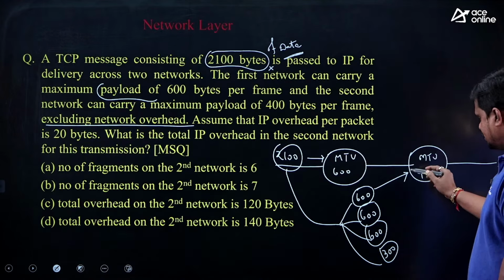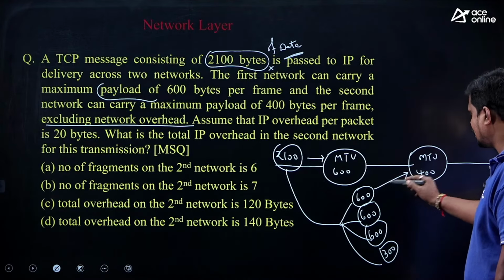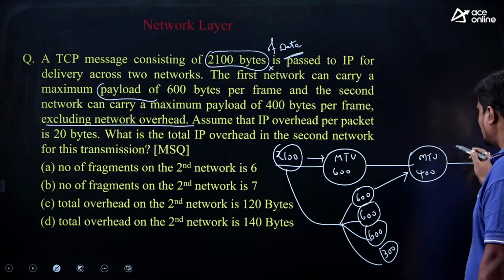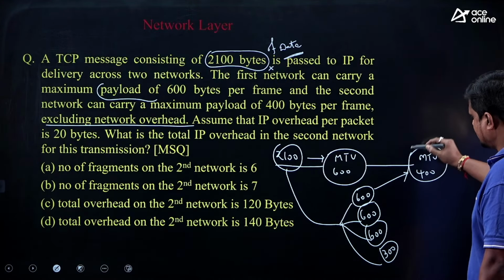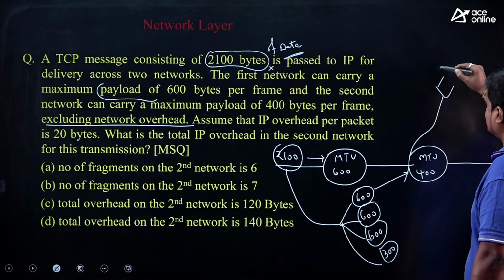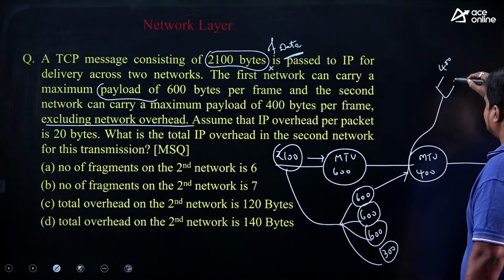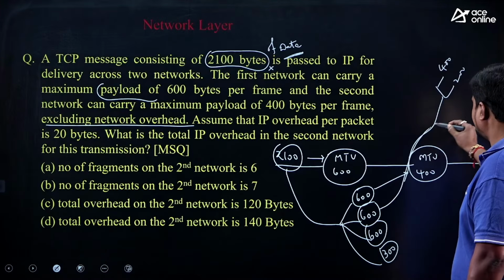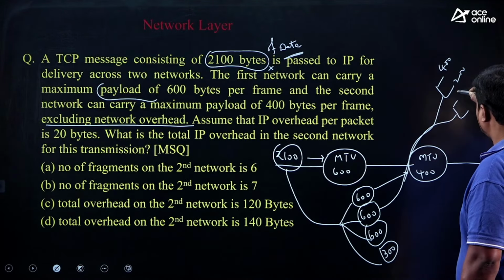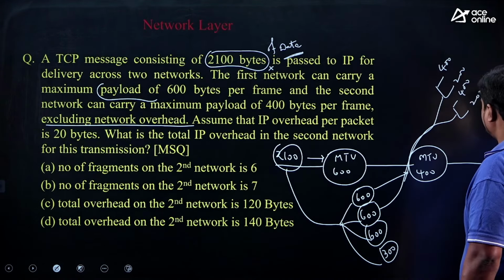No. But when I pass this 600 via this MTU of 400, how many fragments can it create? It can create 2 fragments, right? What are the 2 fragments? One is 400, the other one is 200. So similarly, this can also create another 2 fragments, like 400 and 200.